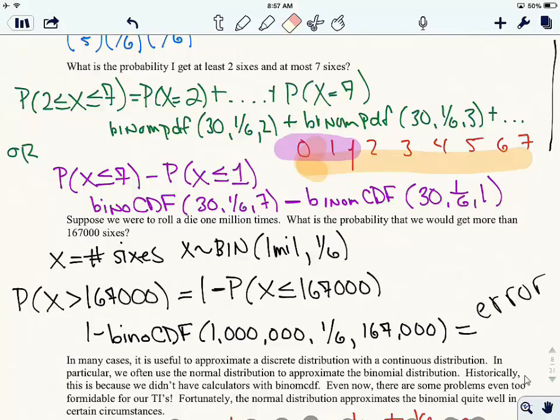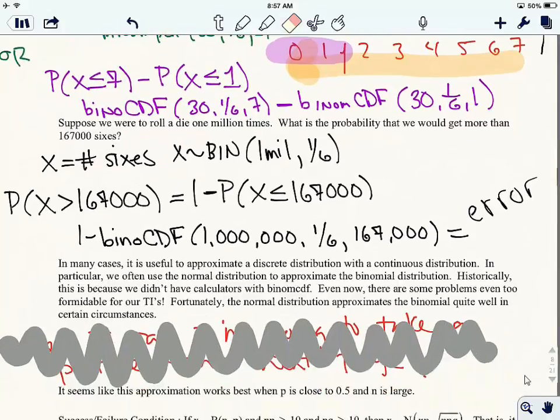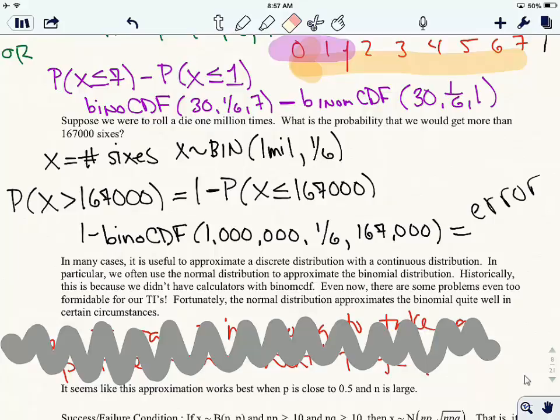So it was way too big. The calculator couldn't handle it. Okay, in many cases, it is useful to approximate a discrete distribution with a continuous distribution. In particular, we often use the normal distribution to approximate the binomial distribution. Notice how they were the same shape in that last problem?